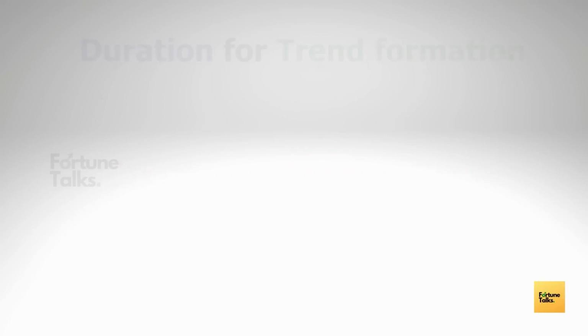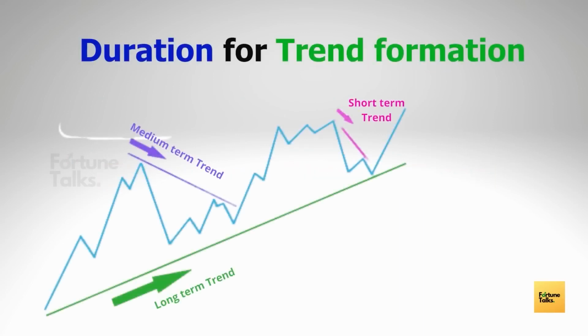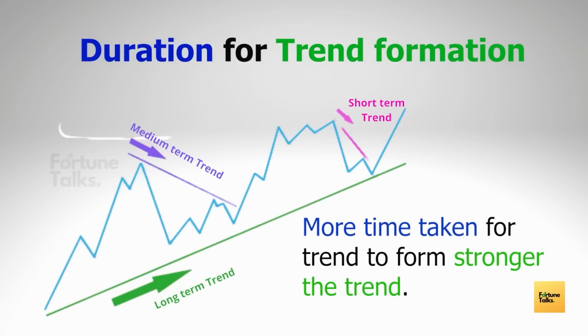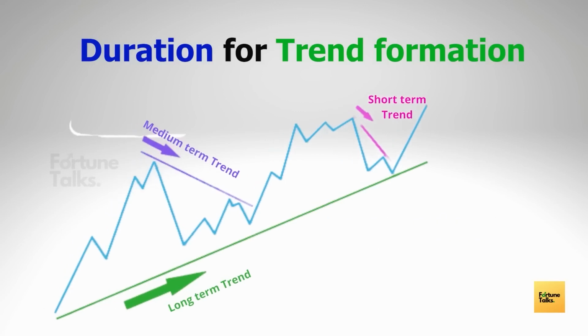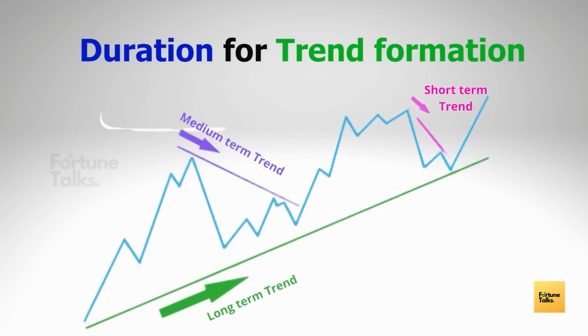The third parameter is the time of the trend. It is actually about the time required to form a trend. If the trend took months to form, then it is considered to be more stronger than a trend which took just weeks or days to form. So more the time a trend takes to form, the more stronger it is. We can also categorize the trend based on the duration, like it could be a short-term trend, an intermediate trend, or a long-term trend. The longer the trend remains, the stronger it is. So these are a few parameters to identify the strength or the weightage of a particular trend.